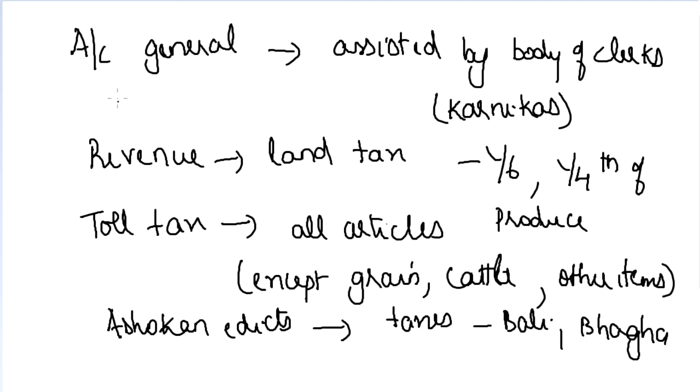So the account general was assisted by a body of clerks, and the main source of revenue was the land tax, which was 1/6 to 1/4 of the produce and was collected by a revenue officer.